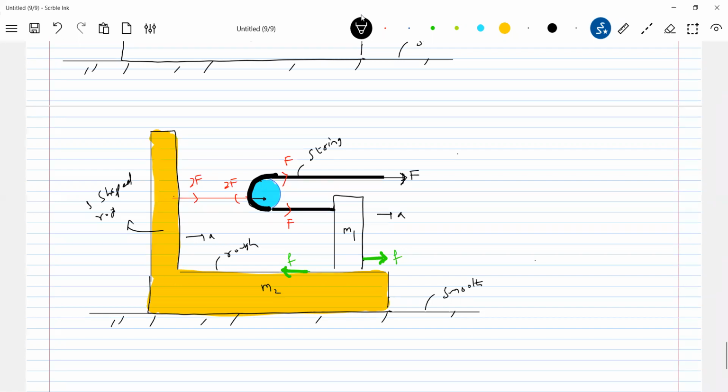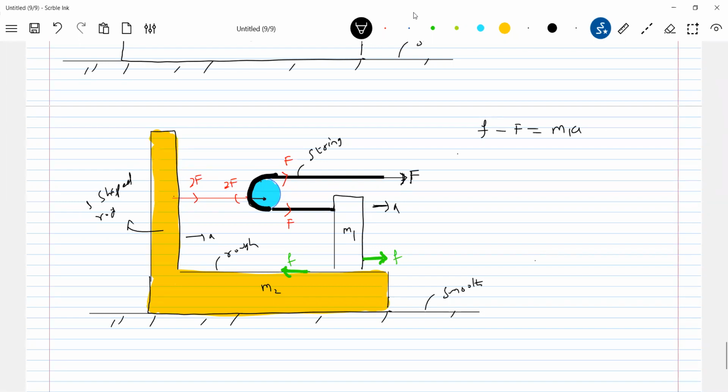Left or right? Or the block M1. Block M1 should move towards right. Therefore, the equations will be small f minus capital F equal to M1A.